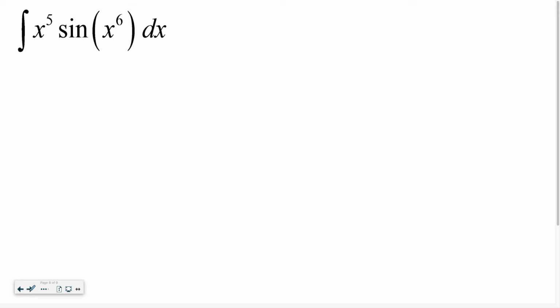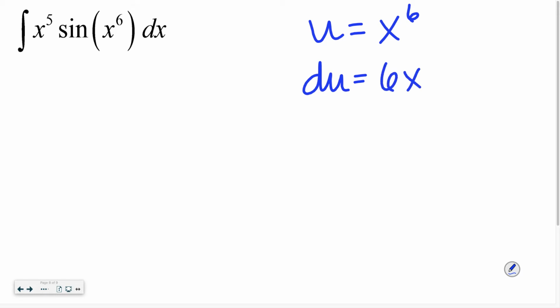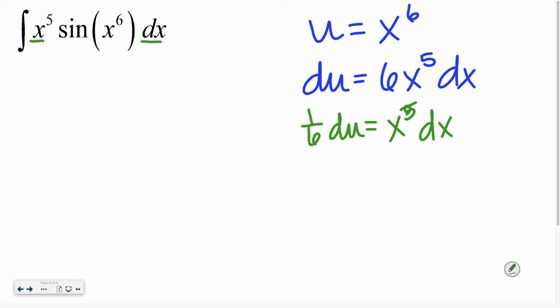Okay, so first of all, we have something nonlinear inside of sine. What would our u equal? x to the 6th. And if u equals x to the 6th, we can kind of see where this is going. Our du equals 6x to the 5th dx. We don't have exactly that, but we have x to the 5th dx. So we could rewrite x to the 5th dx as 1/6 du. Now we have exactly x to the 5th dx.